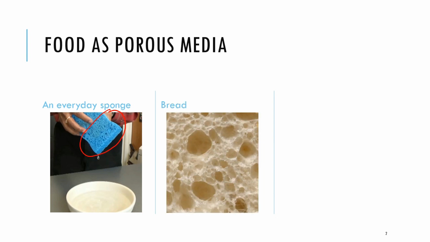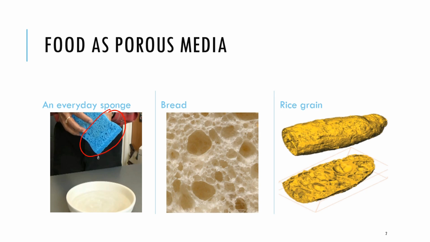So here I just show two examples. First, bread, which is very obvious. It's porous. And then rice grain, which is not that obvious with our naked eye, but high resolution scanning can show the porous structure. We are going to abstract these porous media for the sake of discussion.